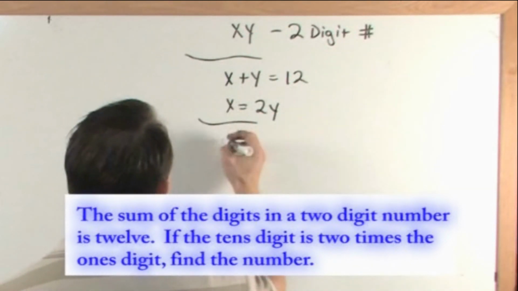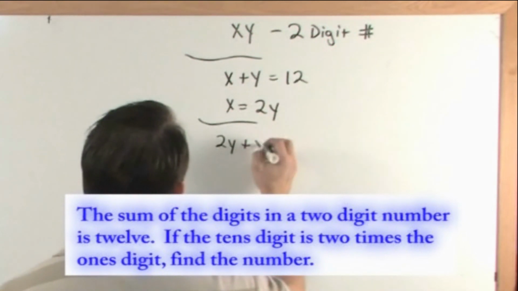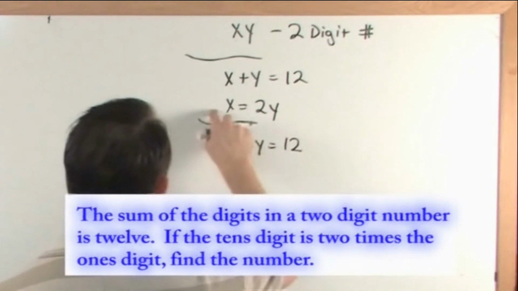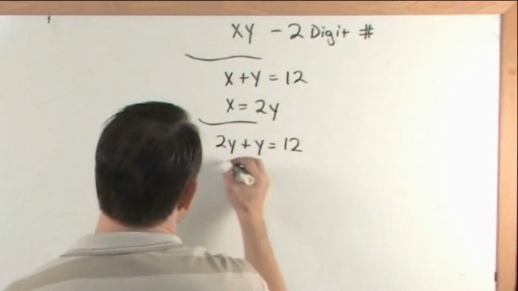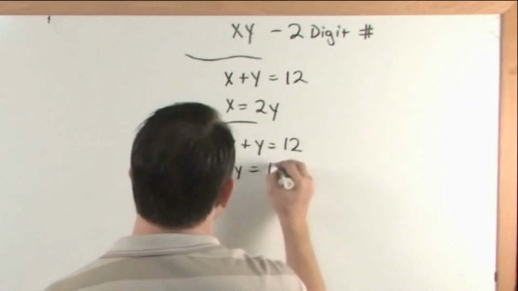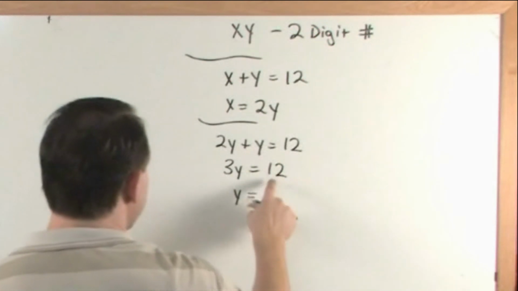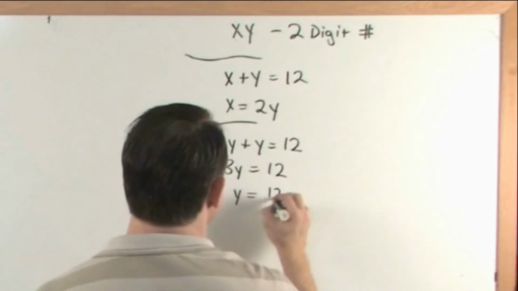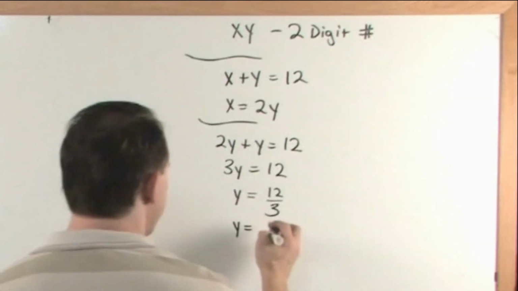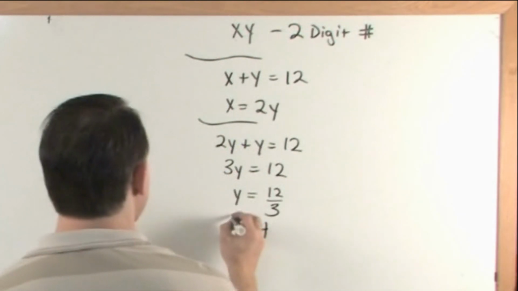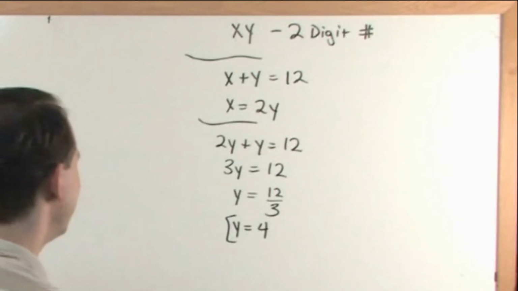So let's go ahead and solve the system of equations. Plug it in. 2y plus y is 12. We're just plugging this in here for x. 2y plus y is 12. Solve this. 3y is equal to 12. So then y must be equal to 12 divided by 3, which is 4. Okay, that's one of the 2 digits.